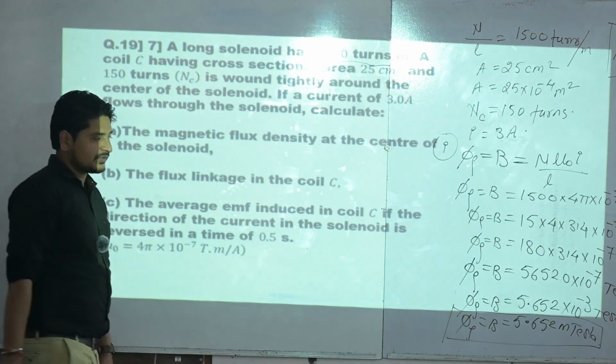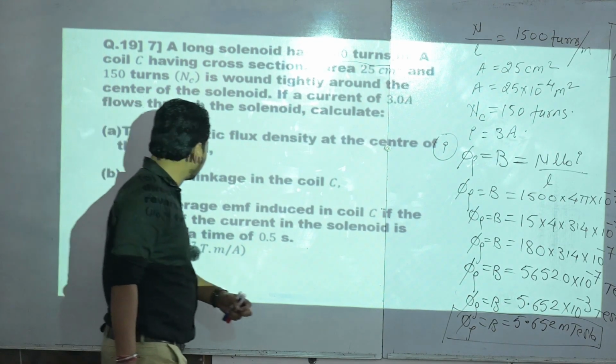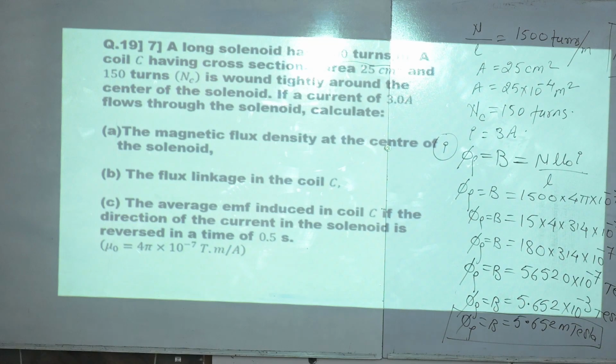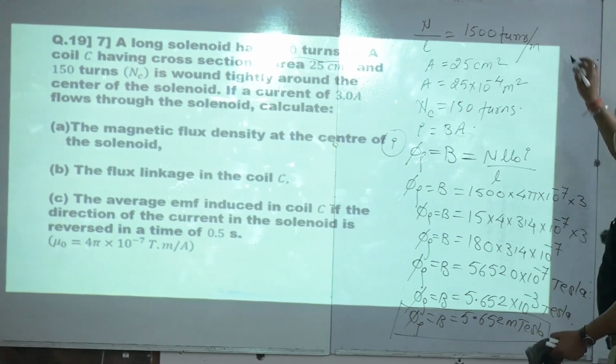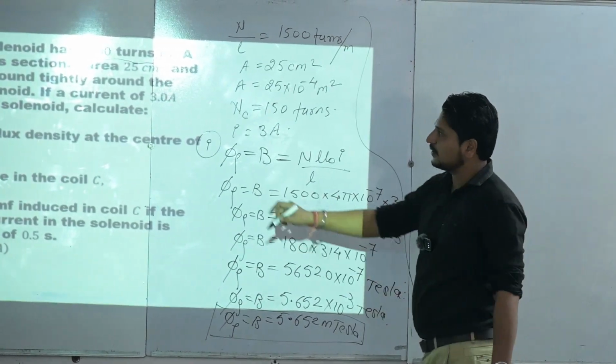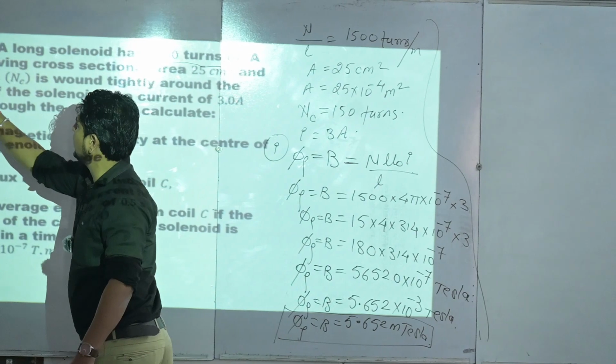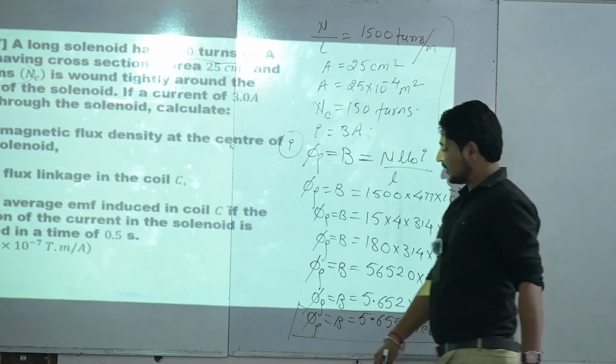ठीक है. अब चलते हैं फिर से सामने, दो कैलकुलेशन फिर से बचे हुए हैं. The flux linked with the coil C. So what is the flux linked with the coil C? So magnetic flux is denoted by phi. And for the coil C के लिए number of turns कितना दिया हुआ है? Number of turns is 150 turns, है ना? 150 टर्न्स हमारे को दिया हुआ है.